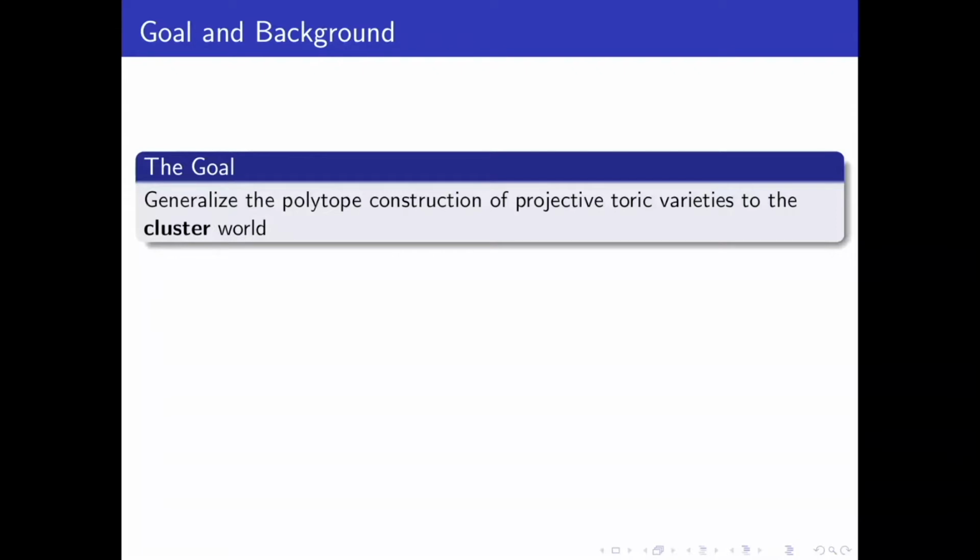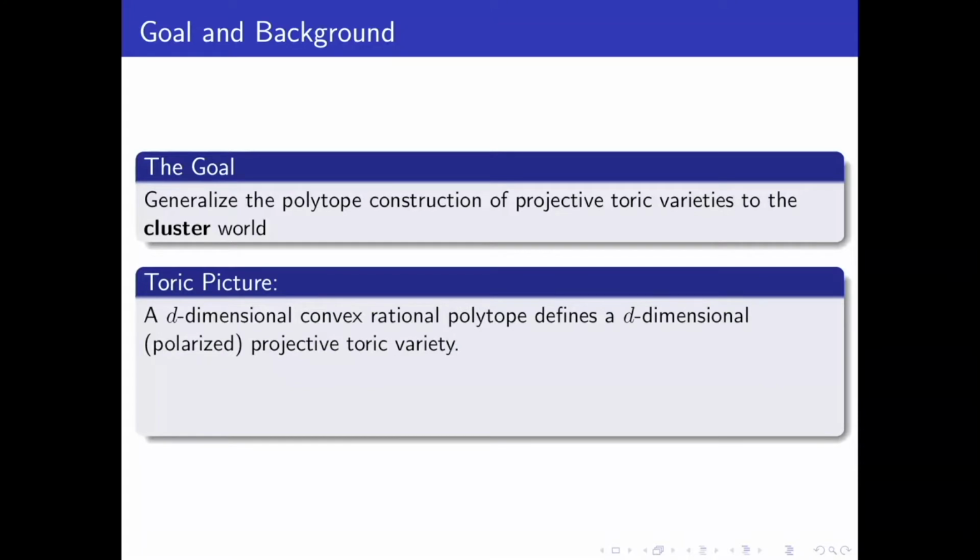So in a little bit, I'll tell you what a cluster variety is and why cluster varieties are interesting. But I want to start off by just reviewing the toric picture so we can essentially get a clear picture of what it is that we are trying to generalize. So a d-dimensional convex rational polytope defines a d-dimensional polarized projective toric variety. So starting with a polytope, we're going to get a projective toric variety.